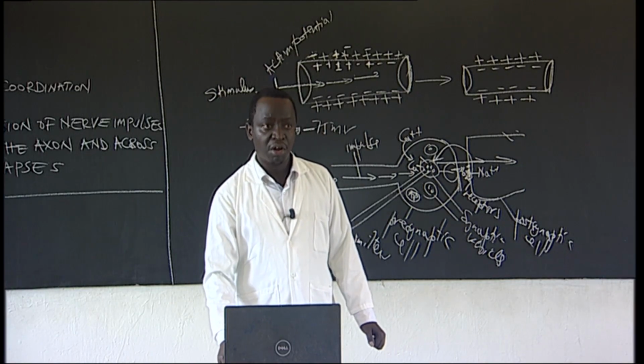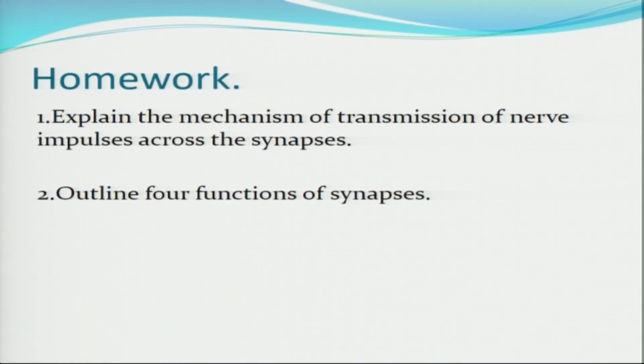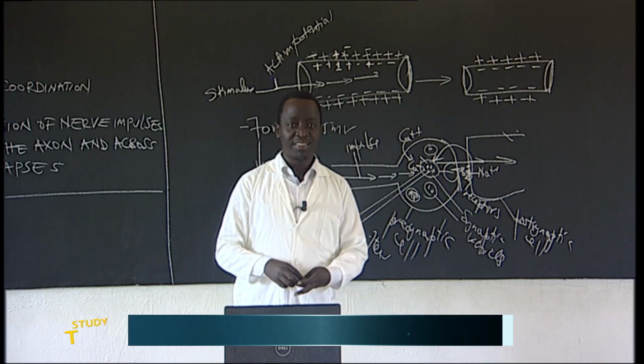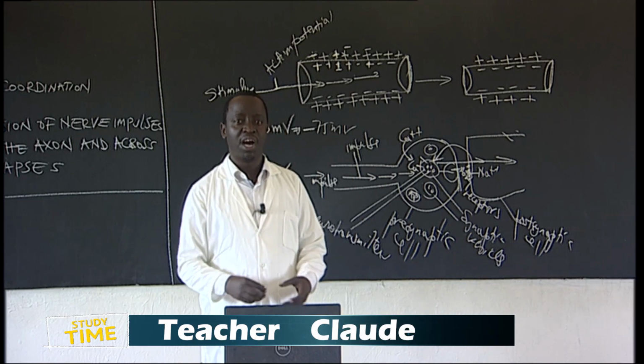Now we have the homework for today. You will explain the mechanism of transmission of the nerve impulse across the synapse. Then you will outline 4 functions of the synapse. So continue to do the research. I hope by next time you show me how you did.